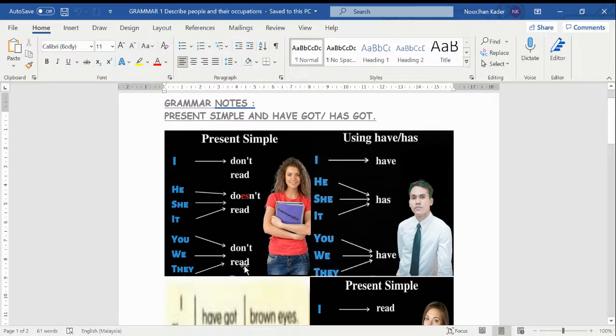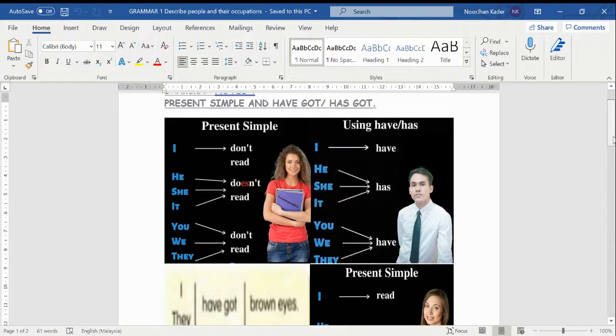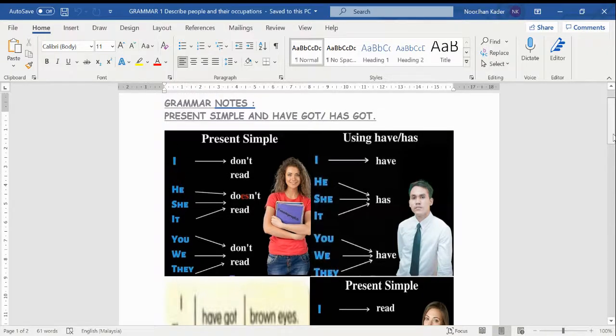Let's do it together. I don't read, he, she, it doesn't read, you, we, they don't read. So this is the first one, present simple tense in a negative verb form. I'm sure you can't remember everything now, but at least you can refer to it later when we fill in the blanks.